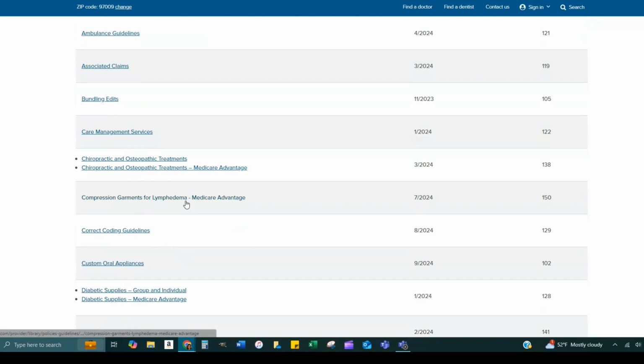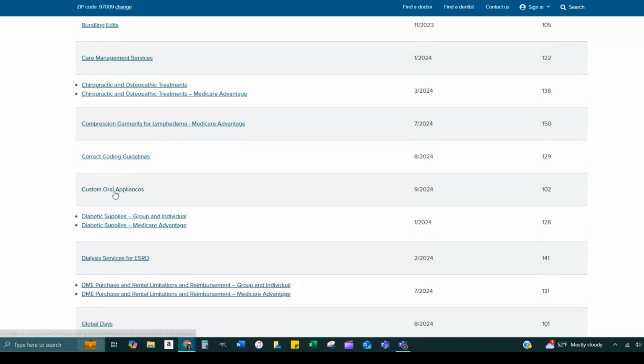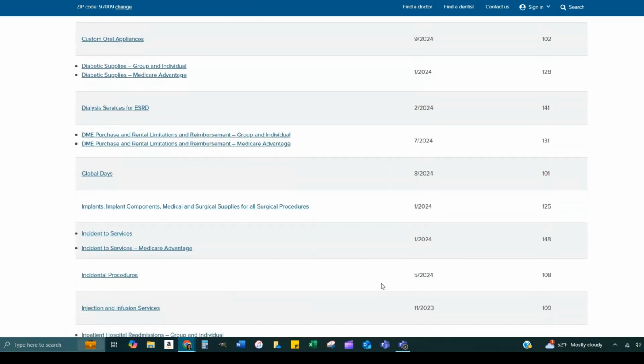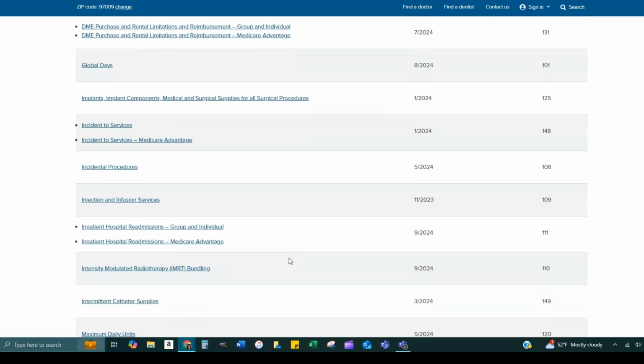Compression garments for lymphedema for Medicare Advantage. Correct coding guidelines, very big. And if you notice, this went into effect in August. Oral appliances, diabetic supplies, dialysis, DME. I get a lot of questions about DME and reimbursement. This looks like it was updated and went into effect in July of this year. Huge. This is their commercial. Here's Medicare Advantage. And you just keep going down.